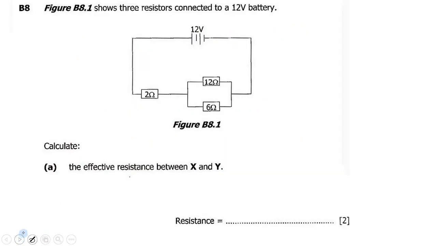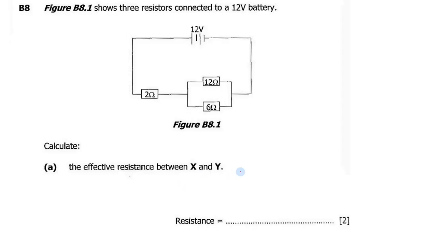Then we move. Here figure B8.1 shows 3 resistors connected to a 12-volt battery. So these are 3 resistors, 2 ohm, 12 ohm, 6 ohm, connected to a 12-volt battery. Then they are saying calculate the effective resistance between X and Y.